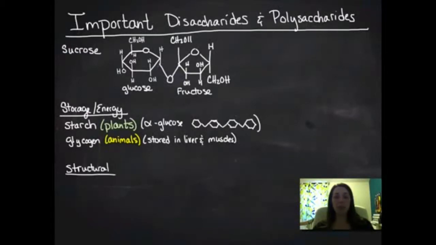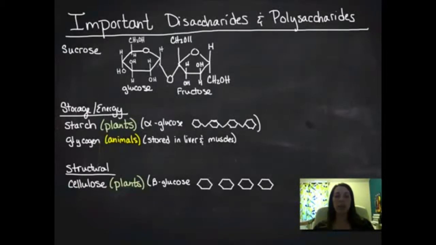Structural molecules are going to be cellulose. Cellulose is made by plants, and it is actually a polysaccharide of beta glucose. So instead of all of those bonds being down, you're going to end up with them alternating. One goes up, one goes down, one goes up, and this creates a different shaped molecule, which is not going to be able to be broken down by the enzymes that you have in your body. And so it's hard to digest, whereas starch is easy to digest.